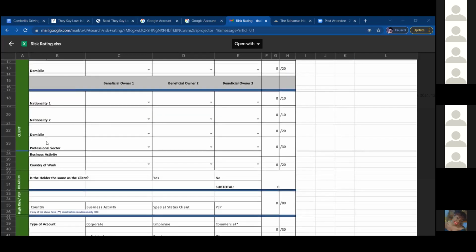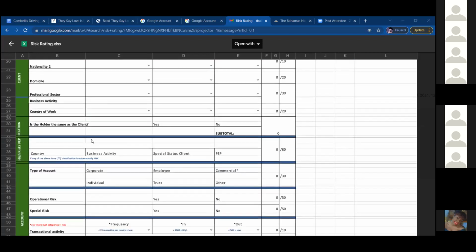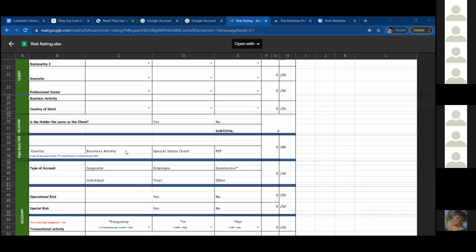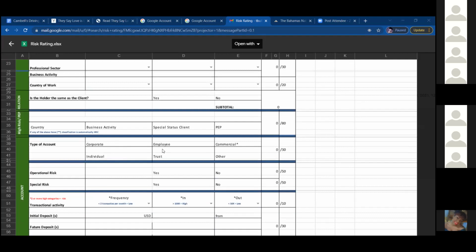So it's nationality, domicile, and these are the categories: professional sector, business activity, country of work. Is the holder the same as the client, yes or no? Because again, you can have a power of attorney on an account, or somebody signing on your behalf. The type of account, whether it's corporate, individual, employee account, or commercial. The operational risk and the special risk were categories that we put in there because some persons may have come up as low risk because they were in the Bahamas and they work in the Bahamas, and the professional sector was low risk.